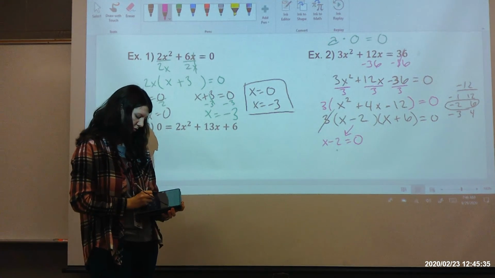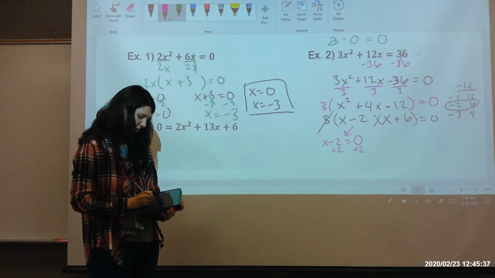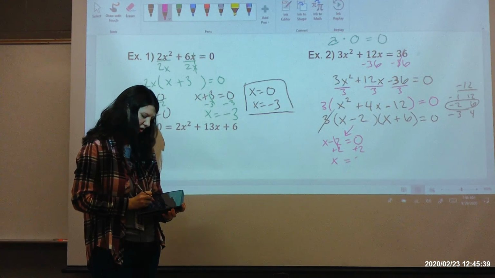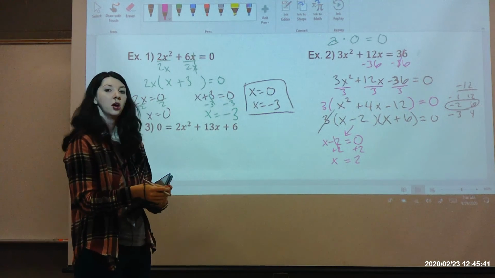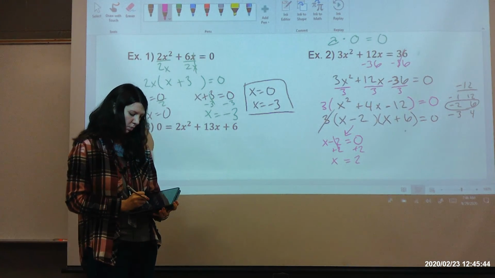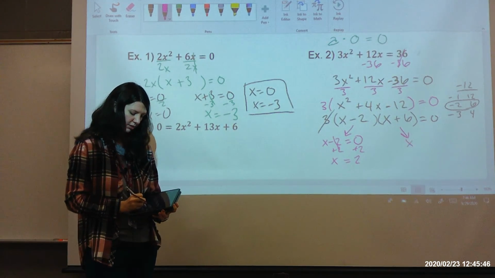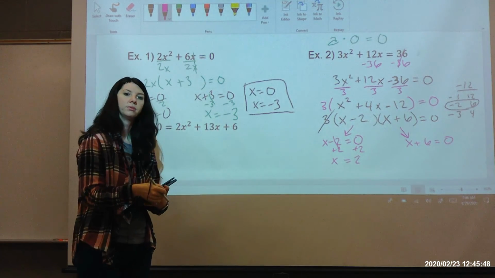If you're not sure, solve your equation by doing inverse operation. So you do the opposite, and you should get x equals 2. Okay, now let's focus on the second one. What would make the factor x plus 6 equal to 0?